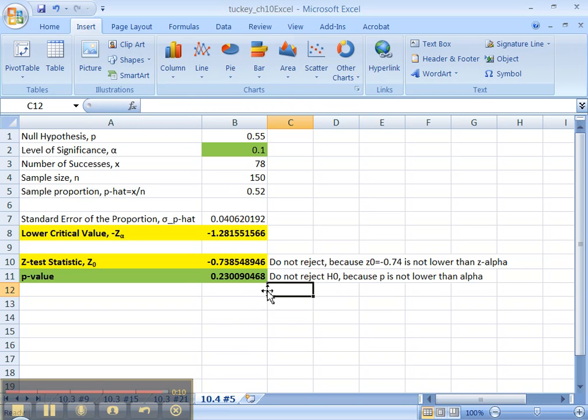All right, we're done with the first one in 10.4. I'll see you here for the right-tailed test one next.